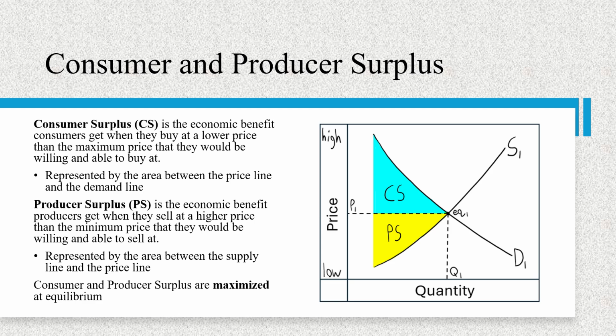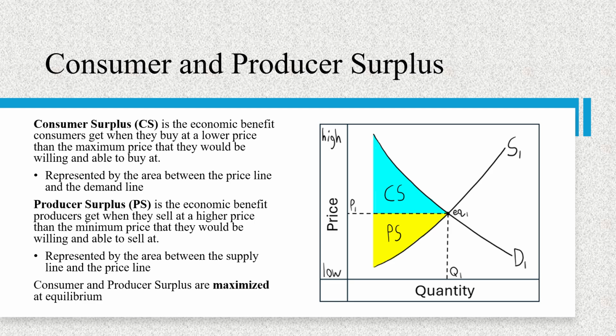So as I mentioned on the last slide, the equilibrium point is where the satisfaction is reached at a maximum for both sides equally. And this is best represented through the concepts of consumer surplus and producer surplus. Consumer surplus is the economic benefit consumers get when they buy at a lower price than the maximum price that they would be willing and able to buy at.